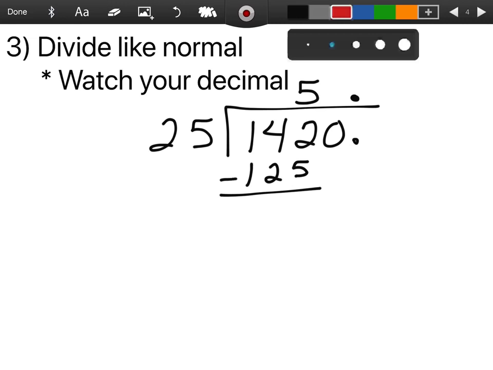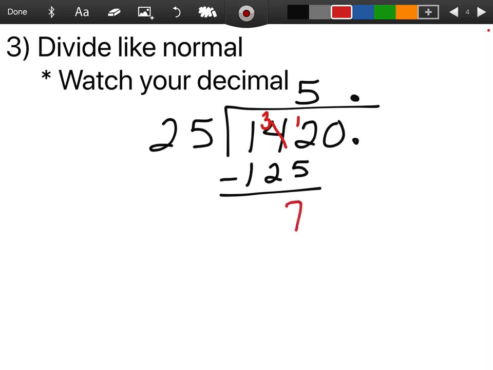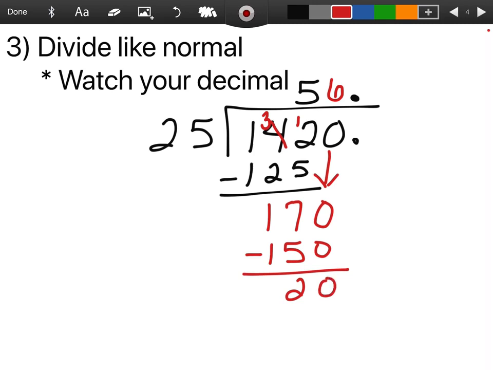I'm going to do my subtraction. So here I have to start borrowing, okay, because I can't subtract 5 from 2. So my 4 becomes a 3, and I'm going to borrow that 1. 5 from 12 now is 7, and 2 from 3 is 1. Well, 25 can't go into 17, so I know I'm good there. I'm going to drop down my 0. 25 goes into 170 6 times, and I will get 150. Continue my subtraction. That gives me 20.